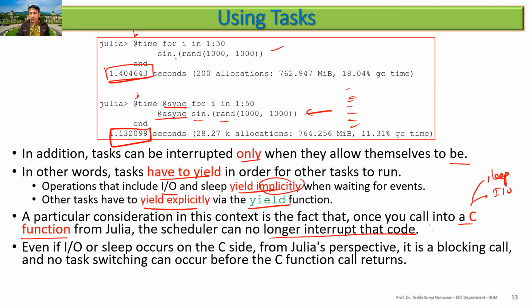From Julia's perspective, it is a blocking call, meaning it will wait until the call is finished. It will sleep for 1 second, and then it will return back to Julia. Whereas if you are using the sleep function in Julia, you can run asynchronously.